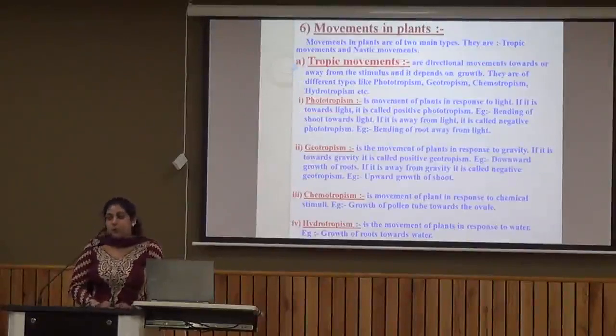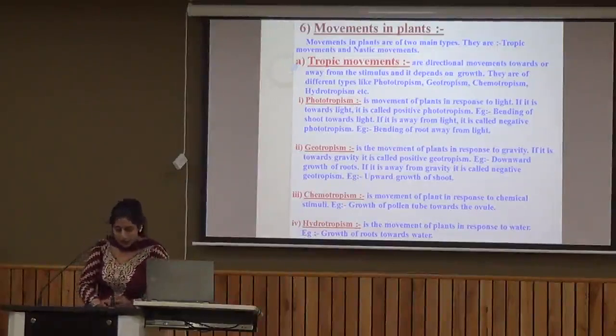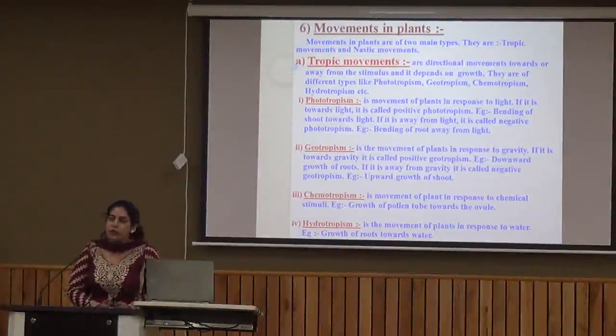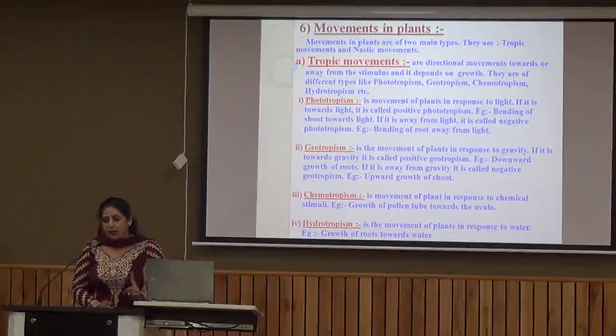Now the movement in plants. How is there a movement? That doesn't mean that the plant is going to walk or leave its location. Two types of movement. The first is tropic movement. Tropic movements are directional movements, towards or away from the stimulus, and they depend on growth. So 2 points need to be remembered: first, it is directional; second, it is growth dependent.